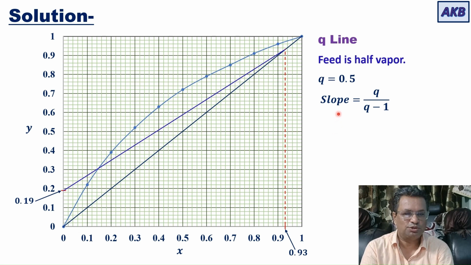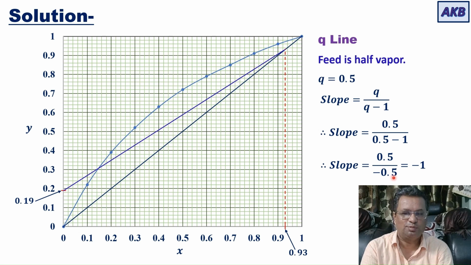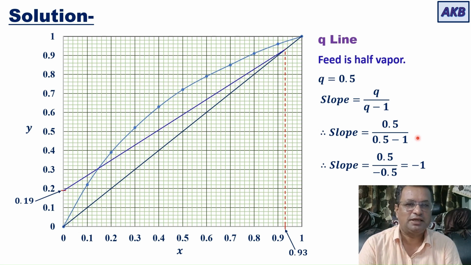Then we need to know the slope of the Q line. And how is it given? It is given as Q upon Q minus 1. So therefore slope will be 0.5 divided by 0.5 minus 1, that is, 0.5 divided by minus 0.5, and it comes out to be minus 1. So in this case, the Q line is a straight line with a negative slope of minus 1.